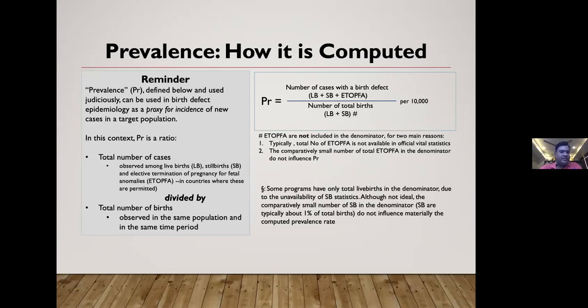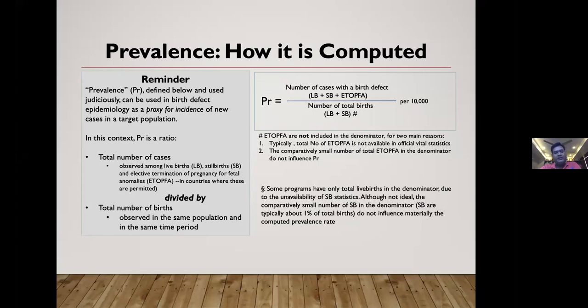In this context, prevalence is the observed number of cases in the live births along with the stillbirths. The third category now added is elective termination of pregnancy for fetal anomalies, that is ETOPFA, in countries where this is permitted. And now, according to the new MTP Act, we have a lot of cases even in India. And that's divided by the number of total births along with the stillbirths.